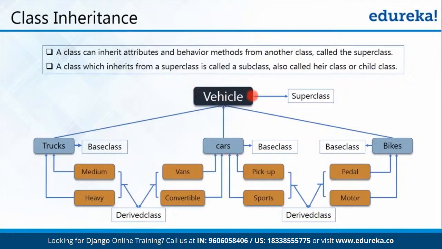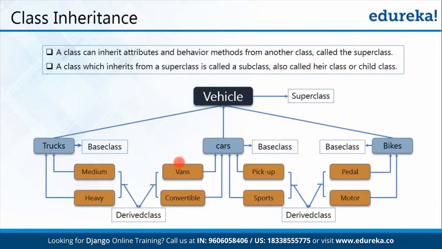So we have a vehicle that is nothing but a superclass. So there are multiple kinds of vehicles. We have trucks, we have cars, we have bikes. And among those types as well, we have subtypes. For example, in bikes, we have pedal bikes, we have motorbikes. When we talk about cars, we have pickup cars, super cool sports cars, convertibles, and vans. And the same goes for trucks as well. We have medium-sized trucks and we have heavy-sized trucks.